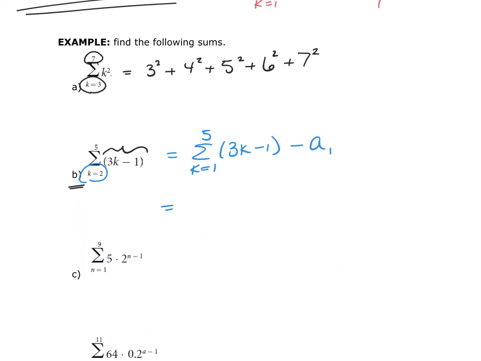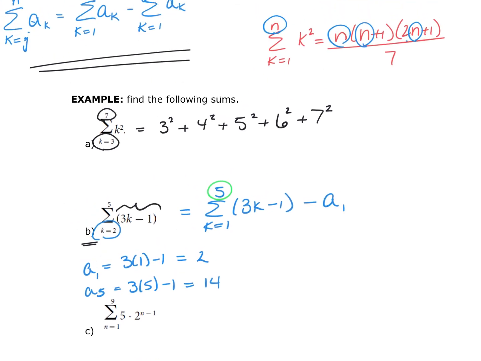So I have to figure out what my first term is. Because I need my first term and I need my fifth term, because that's my upper index. To find my first term, I'm just going to put 1 into my closed formula. So it's 3 times 1 minus 1, which is 2. And then I need to find my fifth term, which is going to be 3 times 5 minus 1. 15 minus 1 is 14. So I found my first term, and I found my last term with the index of 5.